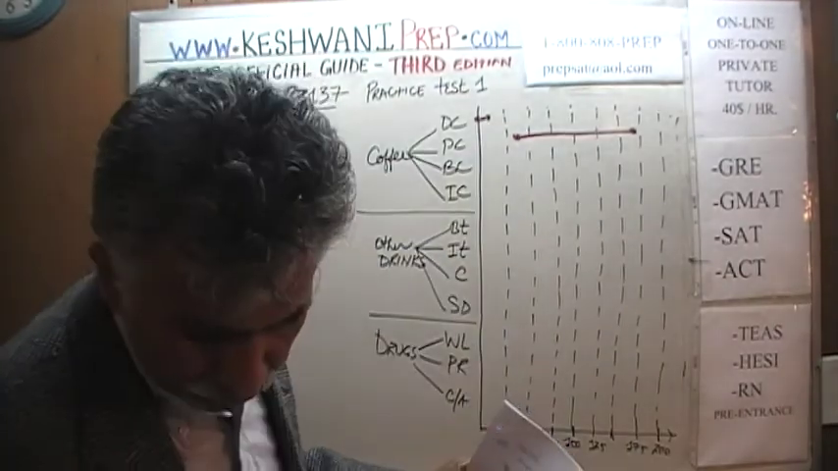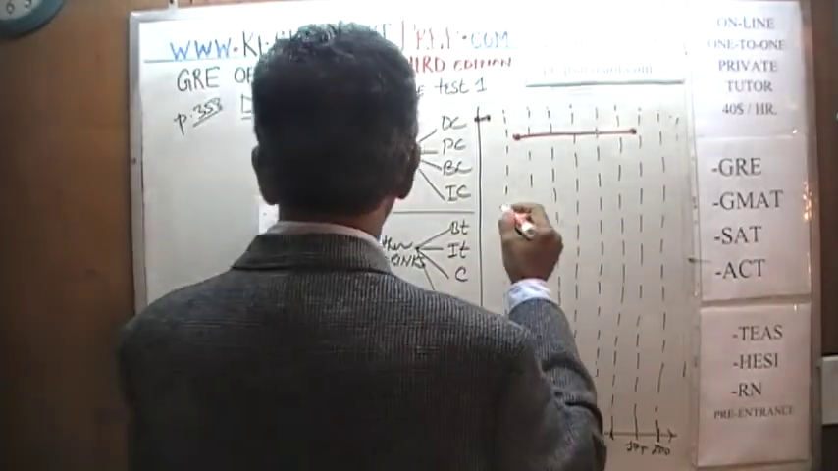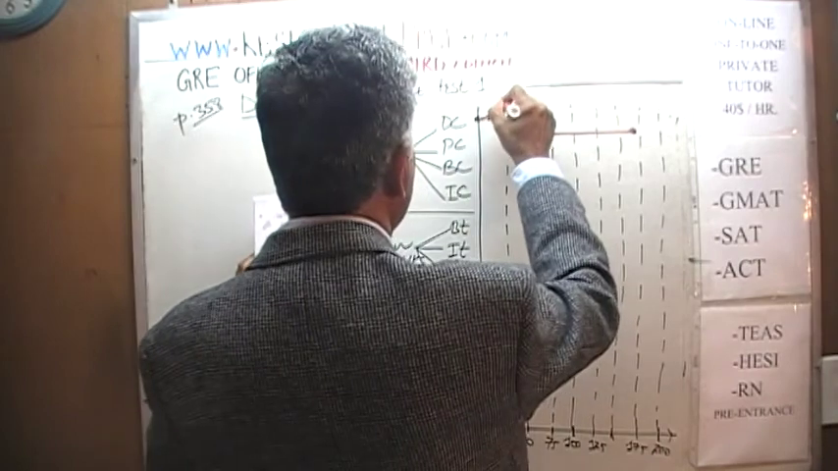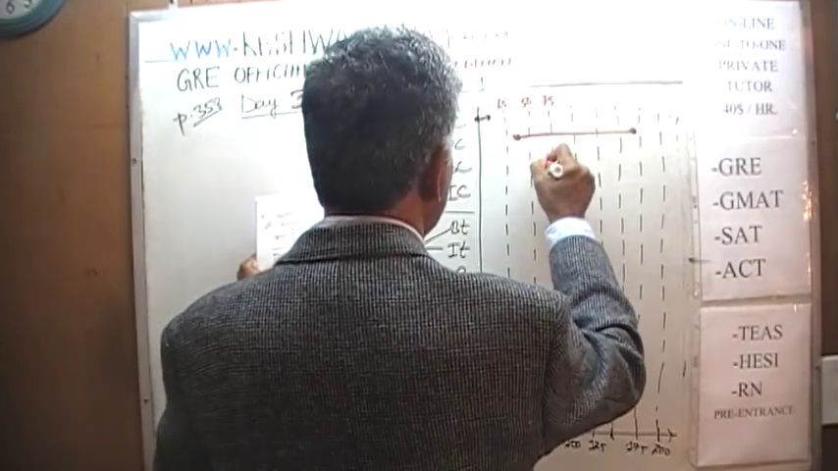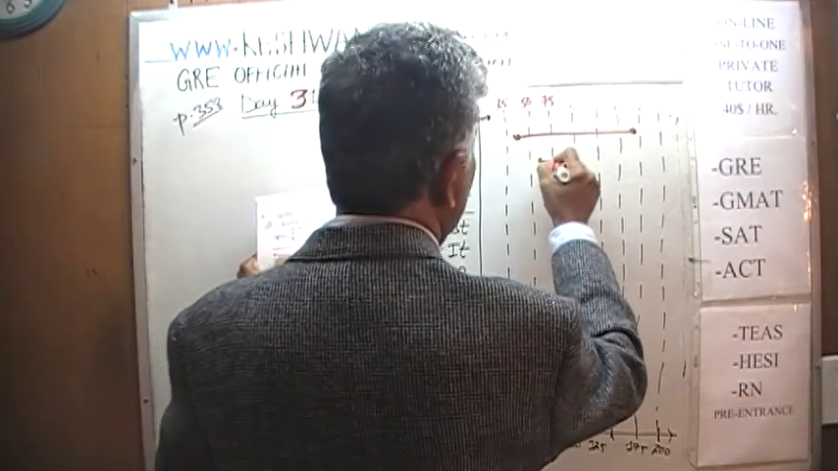Next one is BC, brewed coffee. Brewed coffee starts between 50 and 75. Let's put them here, 25, 50, 75. Between 50 and 75 it starts, and it goes all the way up to a little more than 175.